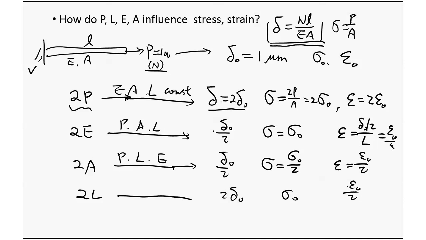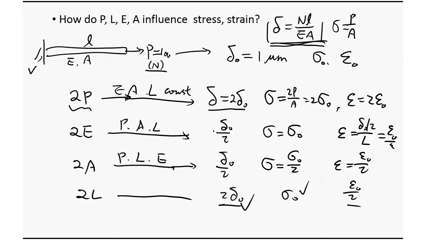Okay, now let's look at the correct answers. Look at the first one. You use this equation. Everything is unchanged except L doubles. So therefore, this will be double. Okay, stress. It's the load versus the area. Nothing changed. No change in load, no change in area. So this will be the same.